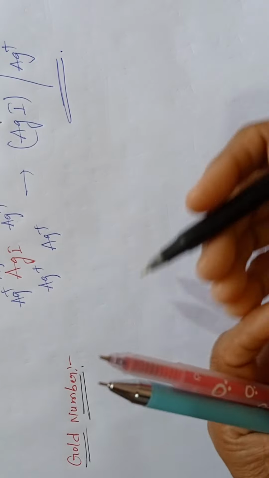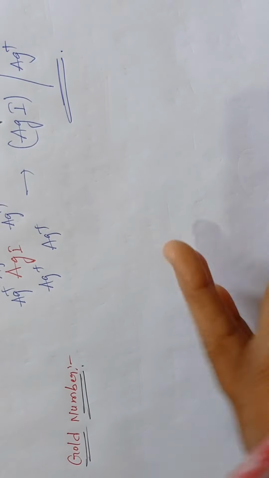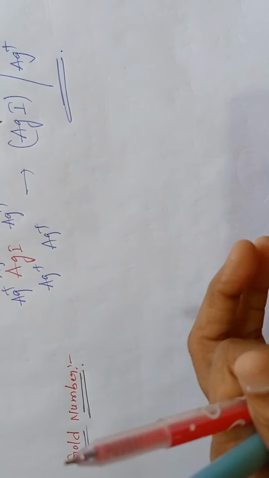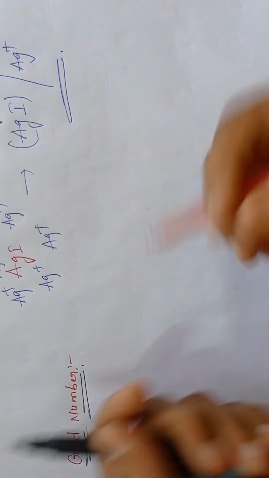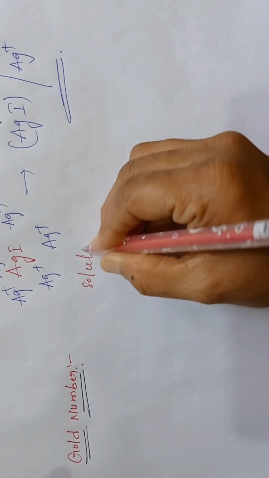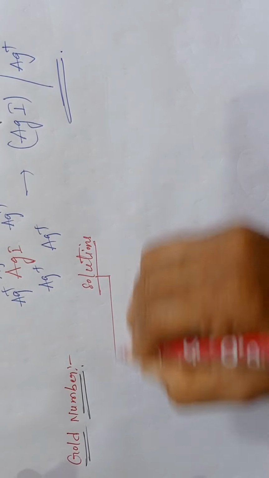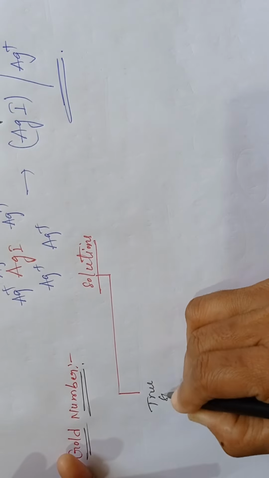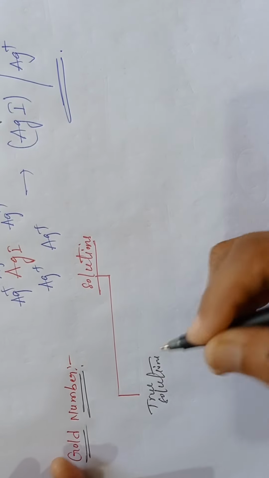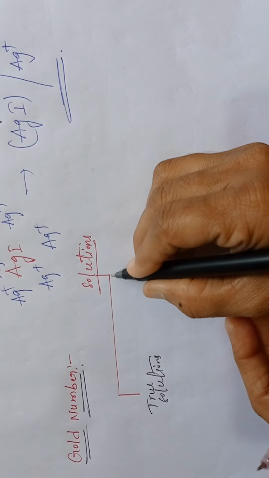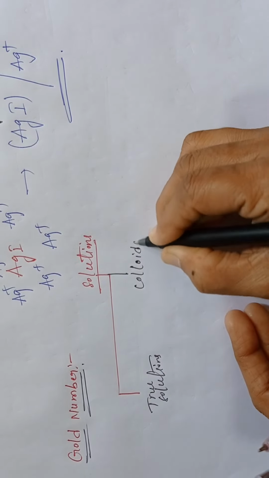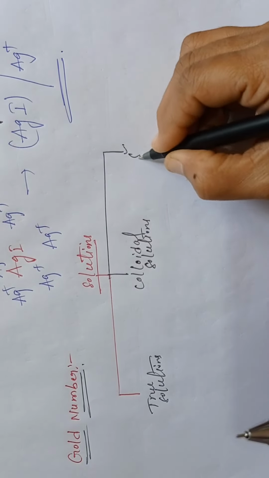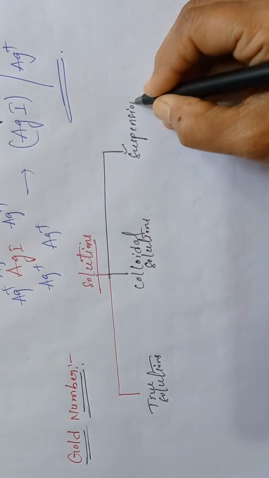See here, gold number. First of all, solutions are classified into three types. Correct or not? What are the types, students? True solutions, colloidal solutions, suspensions. Correct. So solutions are classified into three types. First one is true solutions. Next, second one is colloidal solutions. And third one is suspensions. Three types are there.